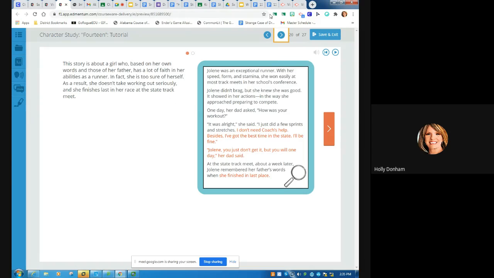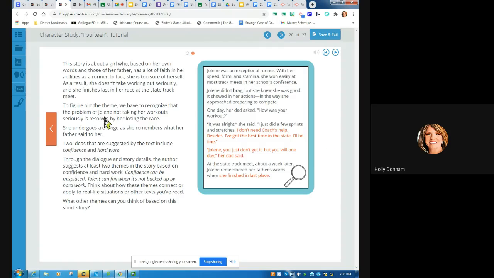The story's about a girl who, based on her own words and those of her father, has a lot of faith in her abilities as a runner. In fact, she's too sure of herself. As a result, she doesn't take working out very seriously. She finishes last in her race at the state track meet. Okay? Notice here's some text evidence that shows you her attitude. I don't need coach's help. I've got the best time in the state. I'll be fine. See? So that's going to help guide you to what's going on here.